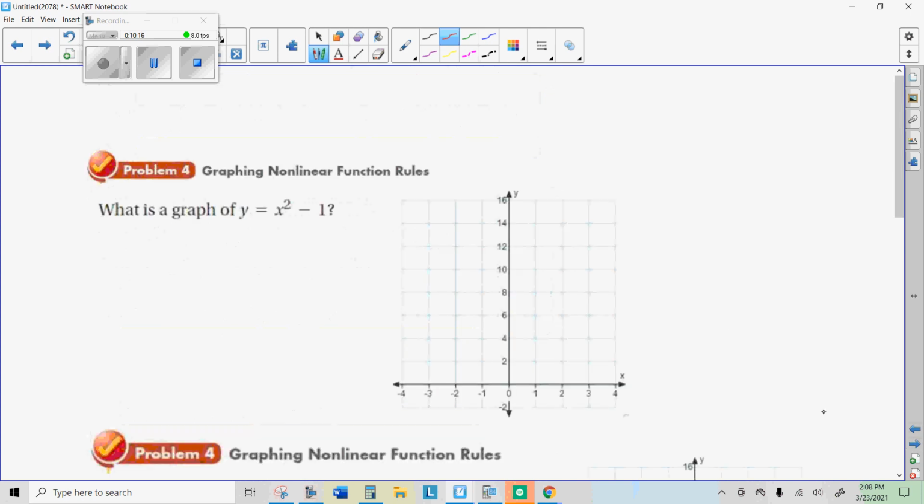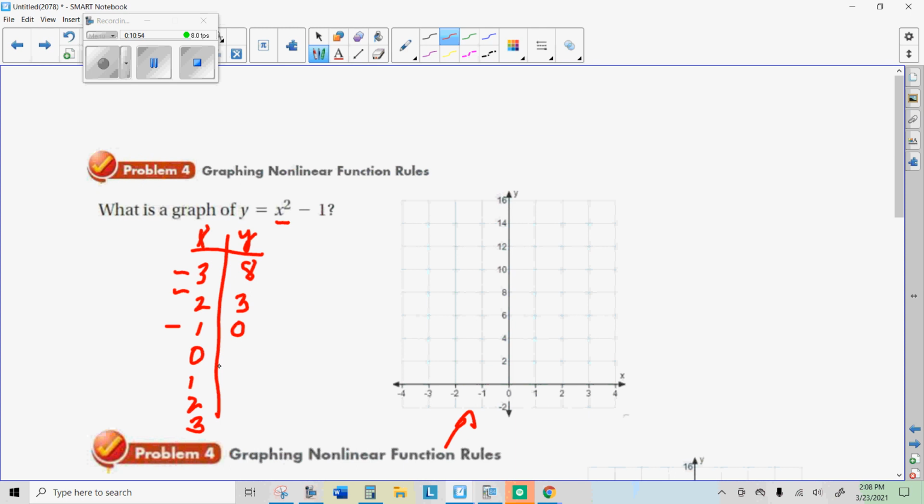All right, to graph a rule, just make a table, and you don't need a lot of values. The inputs are along the x-axis, so this has inputs like -4, -3, -2. I'm not going to do all of those. I'll just do from -3 to 3. And then we have to square that. Remember, when you square a negative, you get a positive. So -3 times -3 is 9, minus 1 is 8. -2 times -2 is 4, minus 1 is 3. -1 squared is 1, minus 1 is 0.